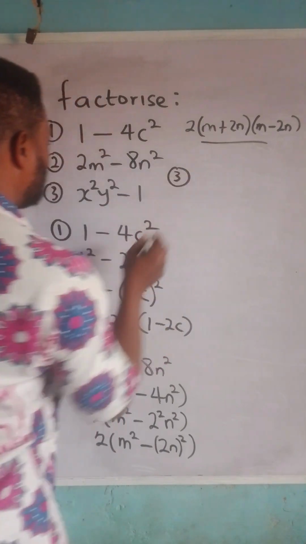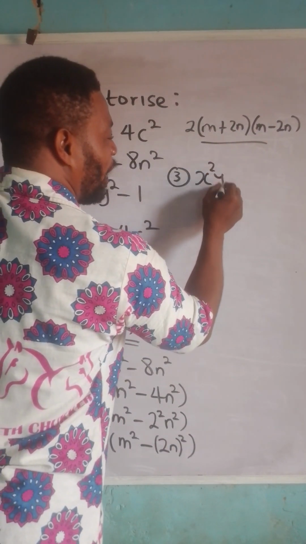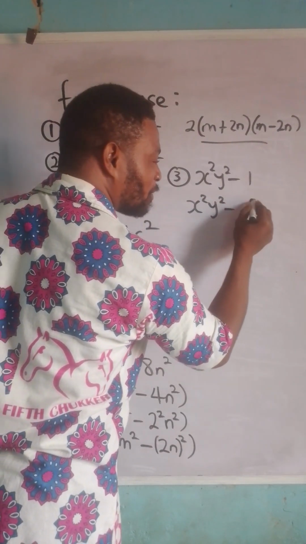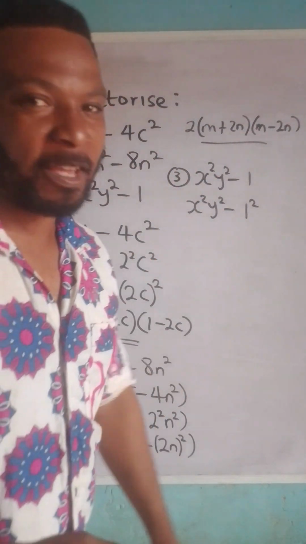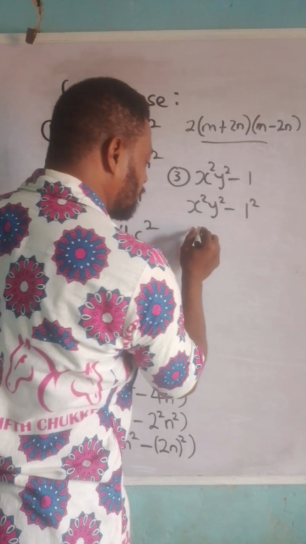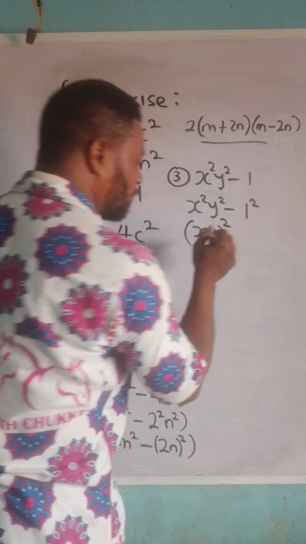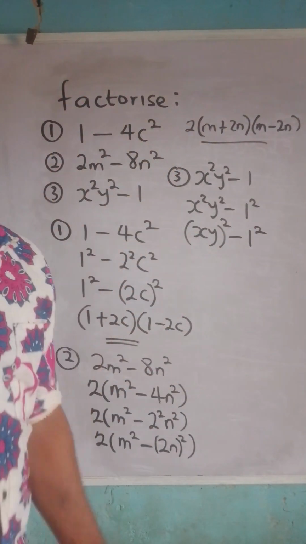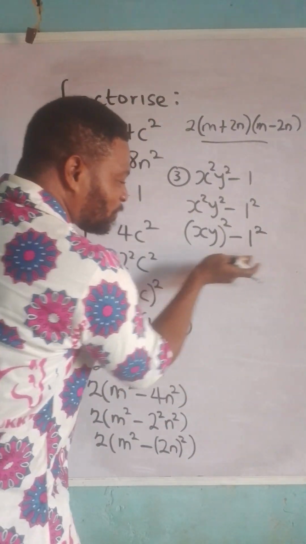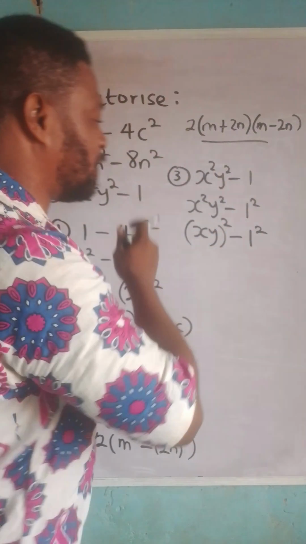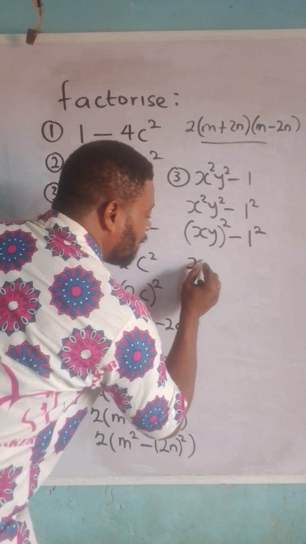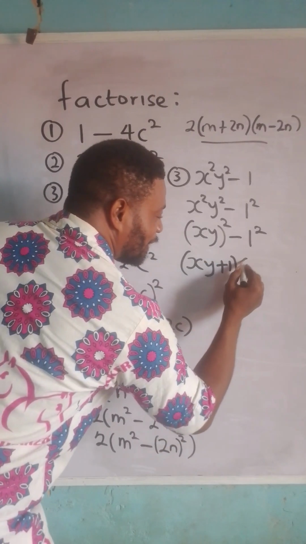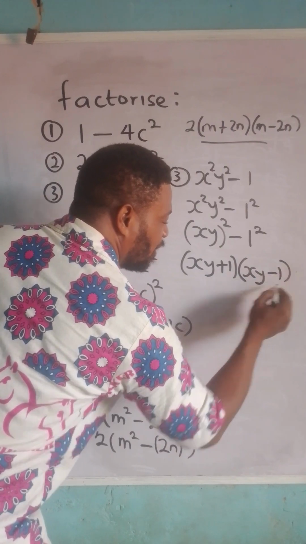So number 3 we have this x squared y squared minus 1. This is the same thing as x squared y squared minus 1 squared. 1 is the same thing as 1 squared, don't forget. From here now, this is the same thing as xy all squared, since both of them are having the square. This is the same thing as this then, minus 1 squared. So what are we going to do? We are going to still express this as a difference of 2 squares. So this is the same thing as xy plus 1 into xy minus 1.